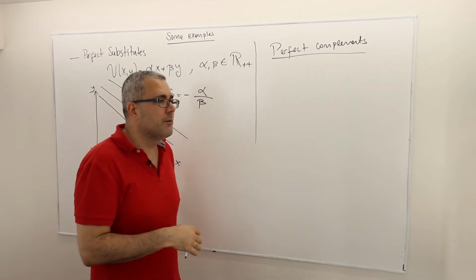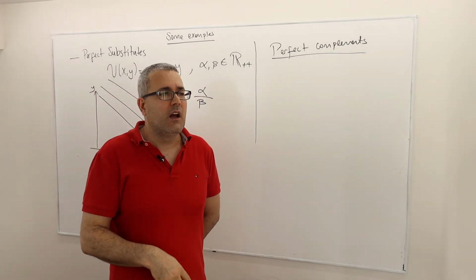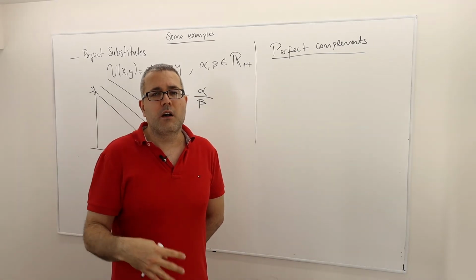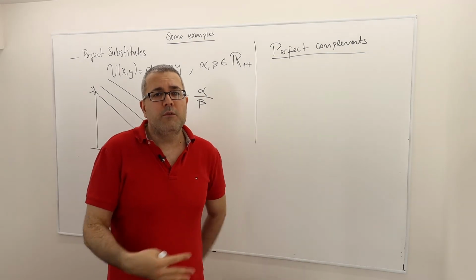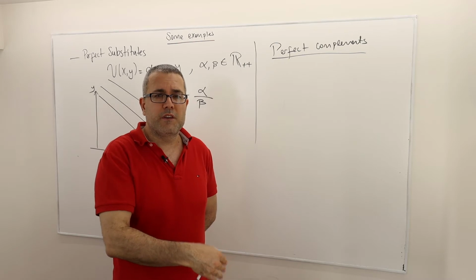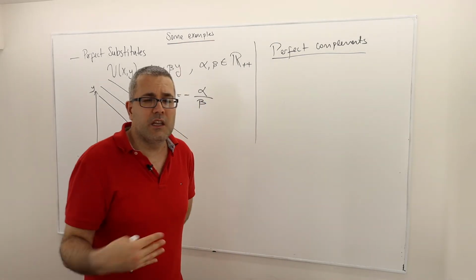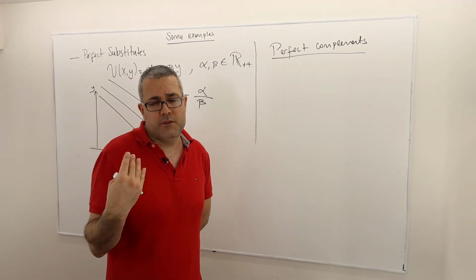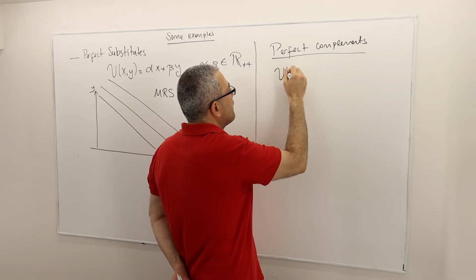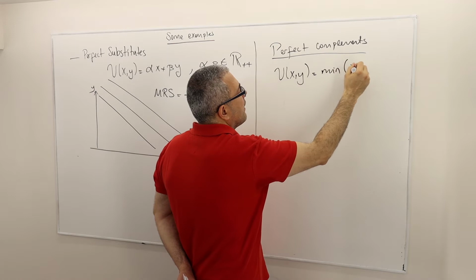And perfect complements is like you cannot use one good without the other. A standard example is the 4 wheels of a car. You need 4 of them to be able to use the car. So the fourth one is a perfect complement for the other 3, in a sense. All right. Or gasoline is a perfect complement for a car because you can't run your car without gasoline. So a standard utility function is something like this: the minimum of x, y.